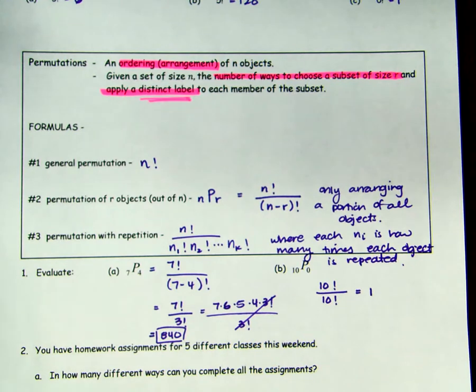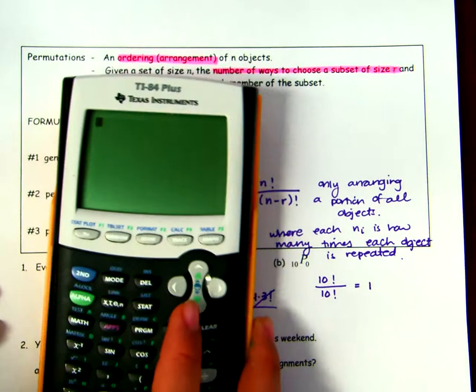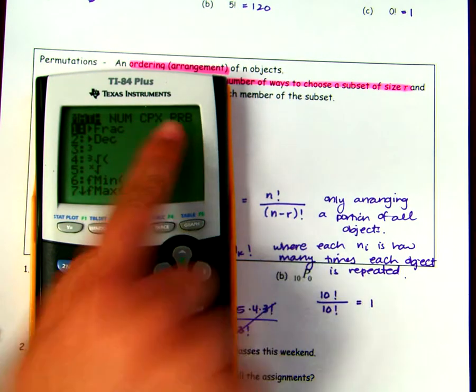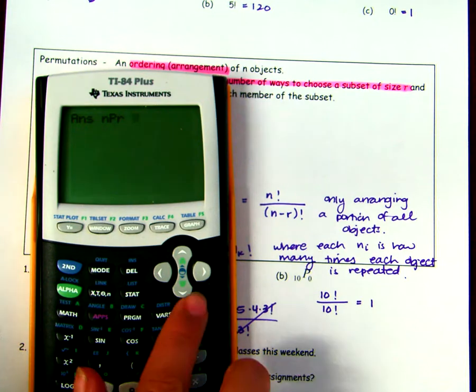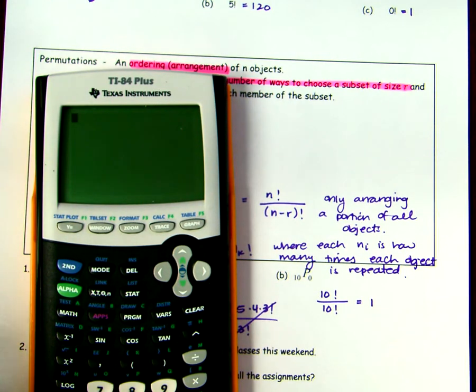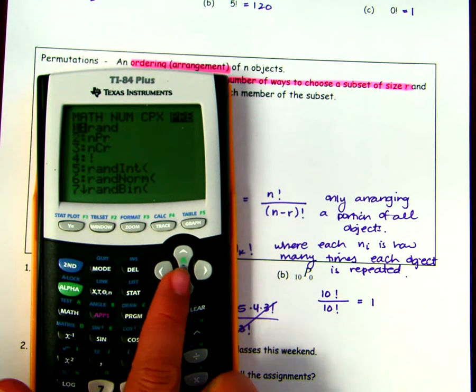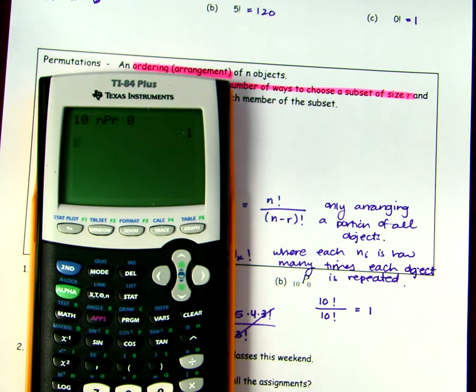In your calculator, these computations are going to be in your math button. So I can go to math, and we are in probability, so I would go all the way to probability, and then you would press 2. First you would need to enter the total number of objects. So if I want to do 10 permute 0, I would do 10, and then math, go to probability, and then number 2. 10 permute 0. And you can see that that is also 1.